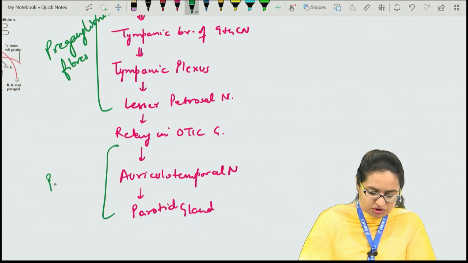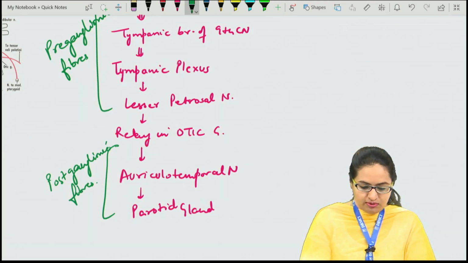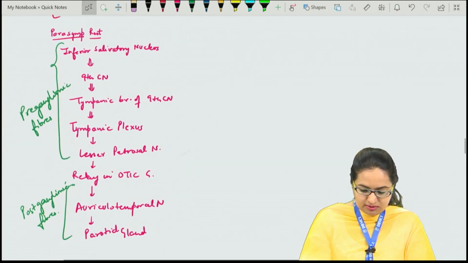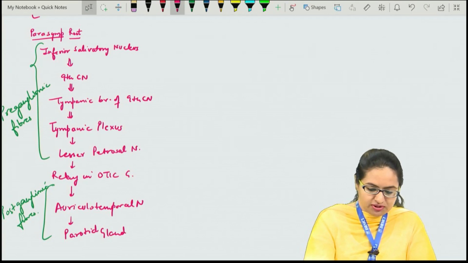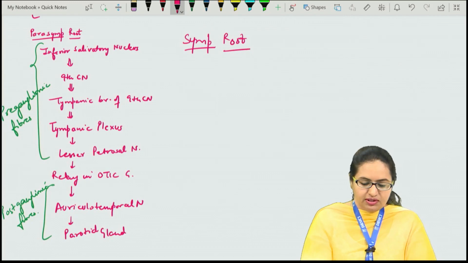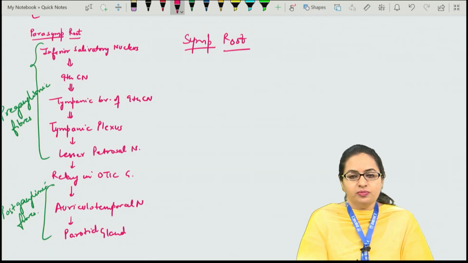So these are the postganglionic fibers. Therefore this ganglion is basically for the supply of the parotid gland, for the secretomotor supply. If we talk about the sympathetic root, the fibers in the sympathetic root pass through the otic ganglion without any relay, and the same is true for the sensory and the motor roots also. Only the parasympathetic fibers are the ones which relay in the otic ganglion.